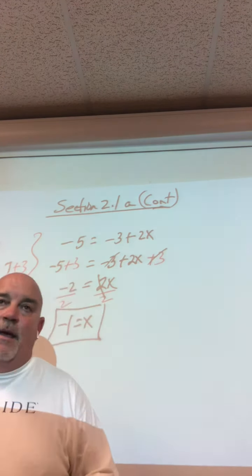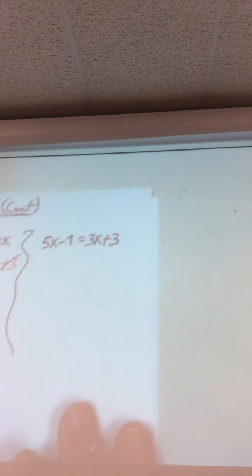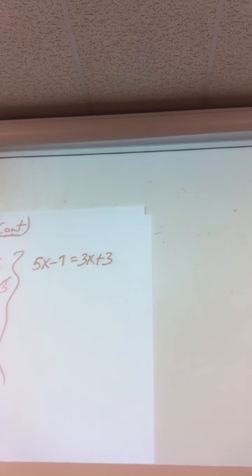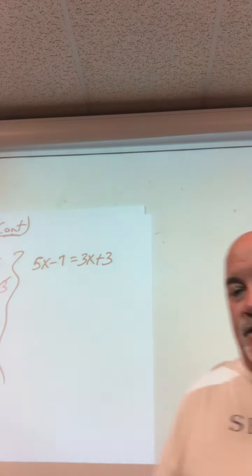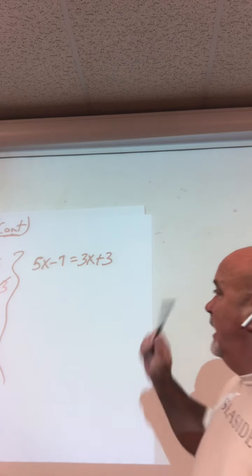So let's suppose I have 5x minus 7 equals 3x plus 3. Okay, so let's look at this problem. Now, almost all equations from this point on will end up ultimately looking like this.